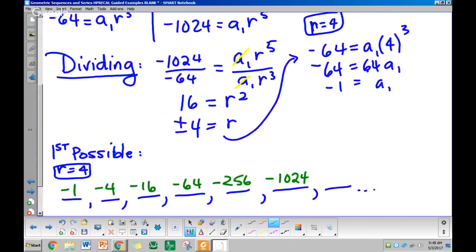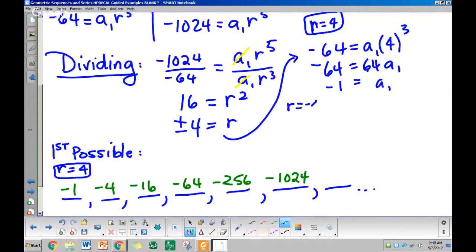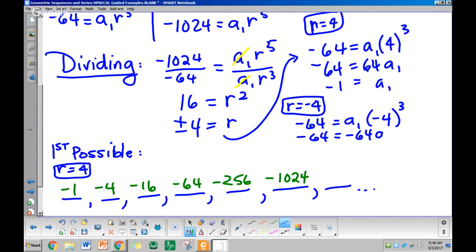So then we can let R equal negative 4. And we'll use the same formula. Negative 64 equals A sub 1 now, negative 4 to the third. What happens now with the negative when you cube it? So this is negative 64 though, A sub 1, and A sub 1 now is positive 1.